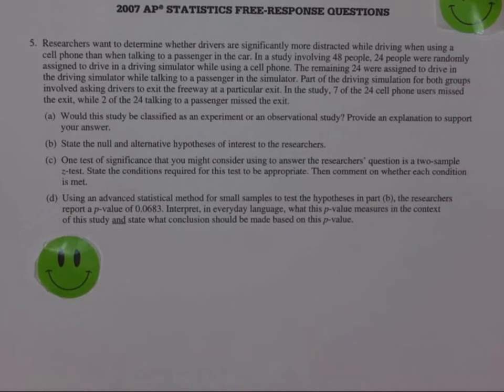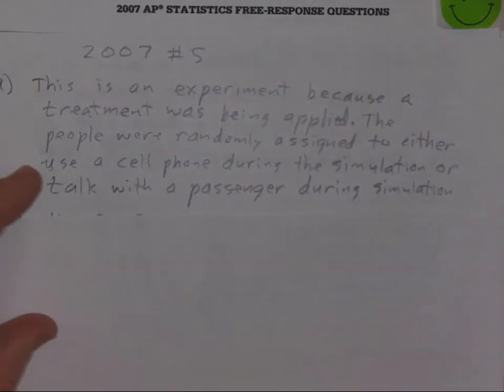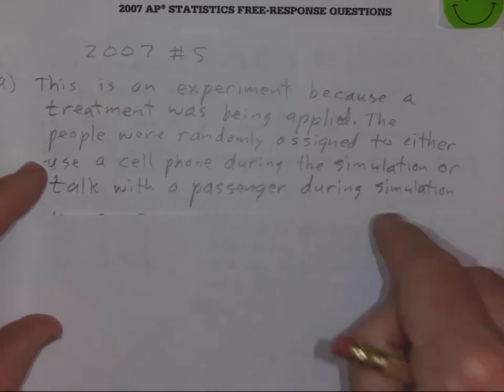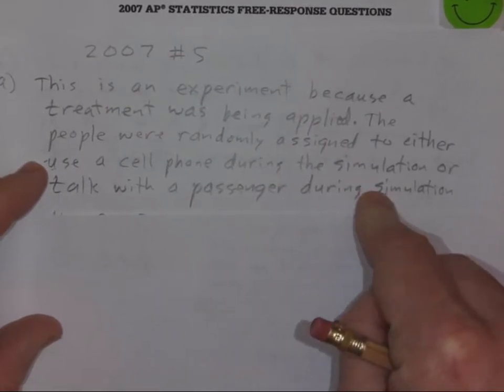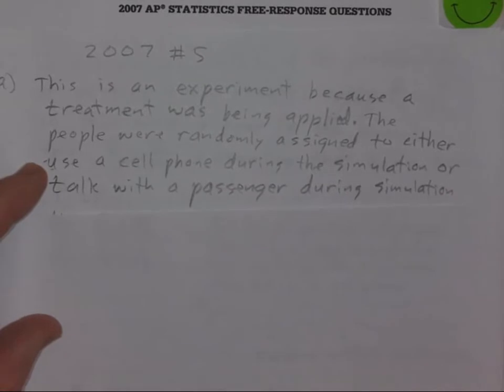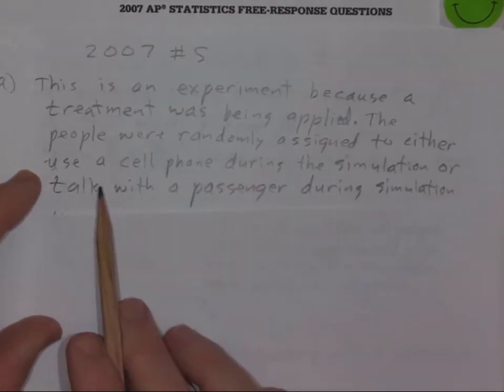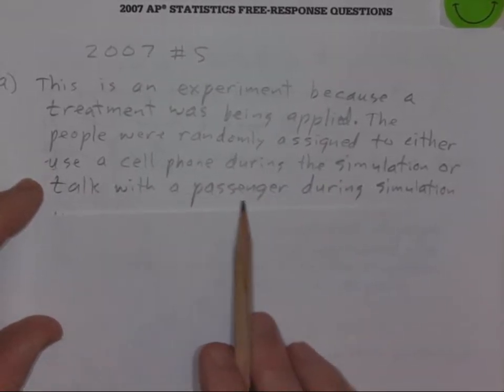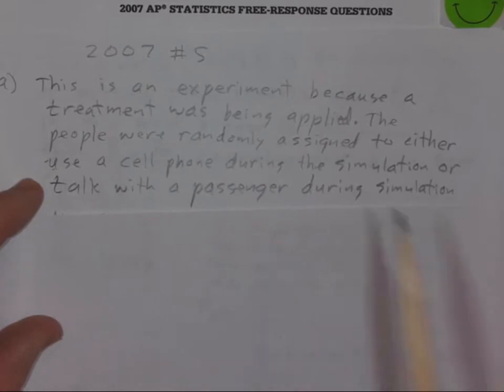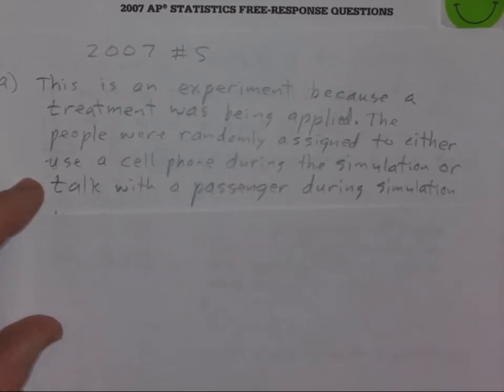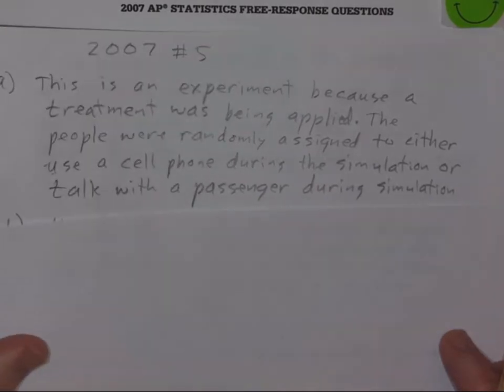And by the way, the conclusion we could draw, because it is an experiment, is we'll be able to imply a causal relationship, that one variable is causing another one. But the way you would word this in part A, you would just simply say this is an experiment because the treatment was being applied, and then you have to mention the context. That's the other thing. Make sure and mention the context. The people were randomly assigned to either use a cell phone during the simulation or talk with a passenger during the simulation. So that's what an experiment is. A treatment was being applied, and then state how the treatment was being applied in context.